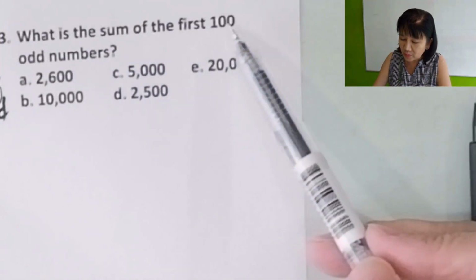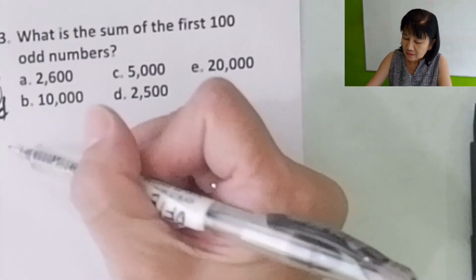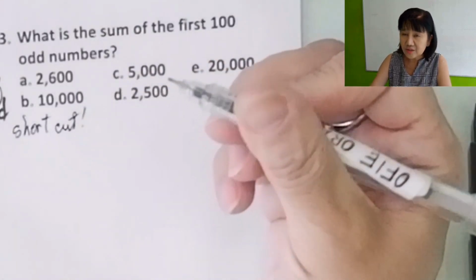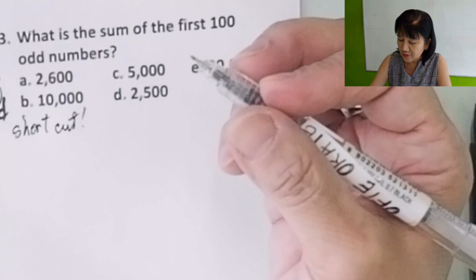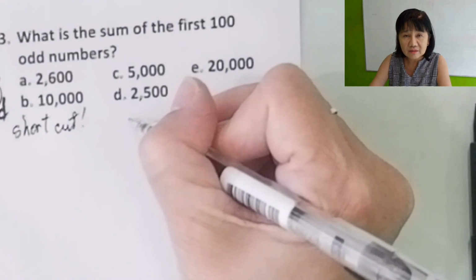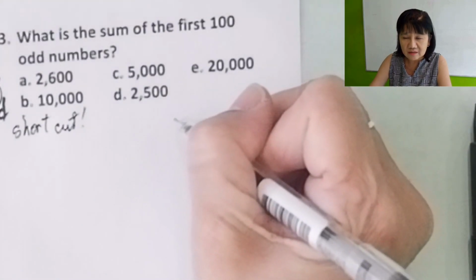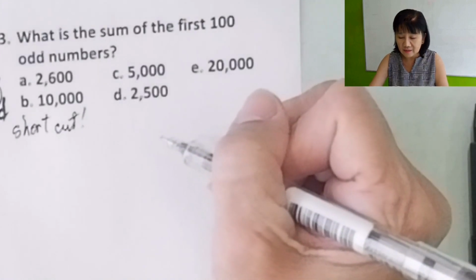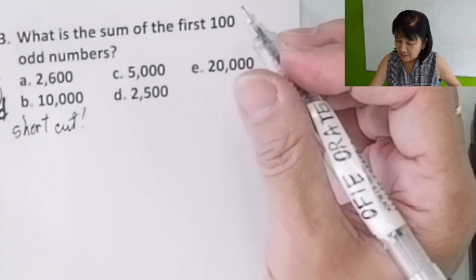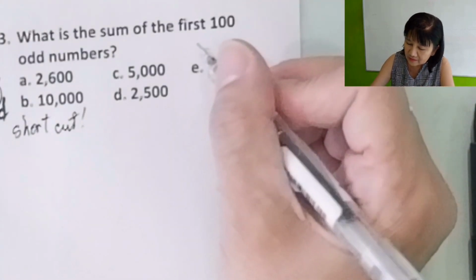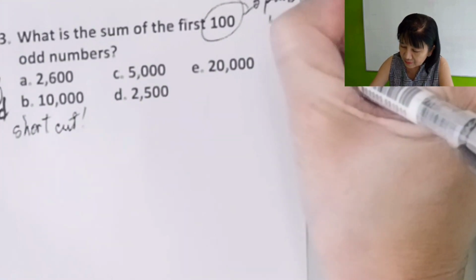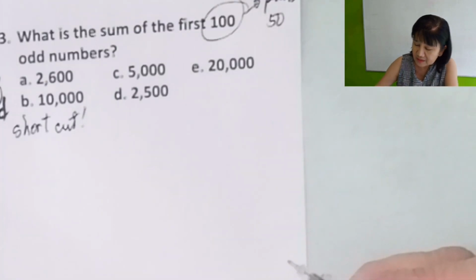What is the sum of the first 100 odd numbers? There is a shortcut here. The shortcut is for you to add the first odd and the last odd and then multiply by the number of pairs. Okay, so for example here, you have 100 odd numbers. So how many pairs are there? There are 50 pairs.